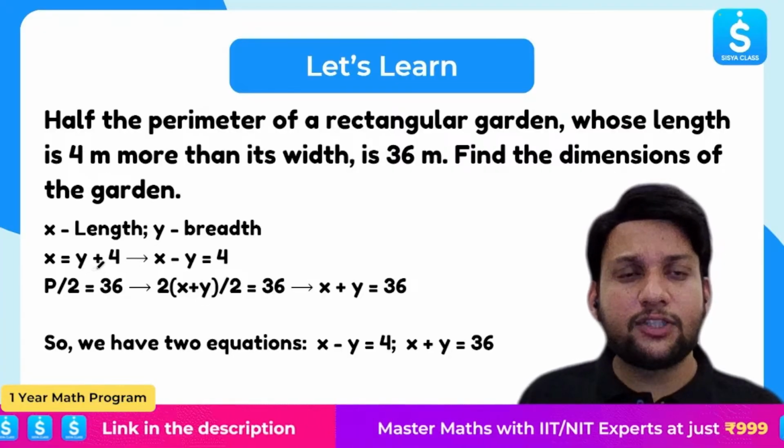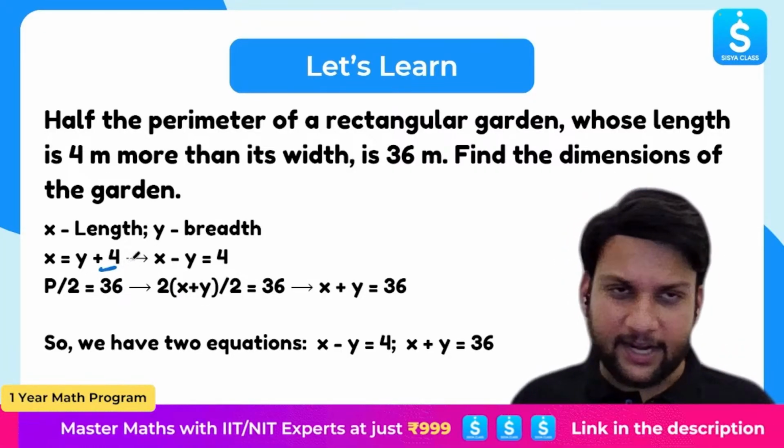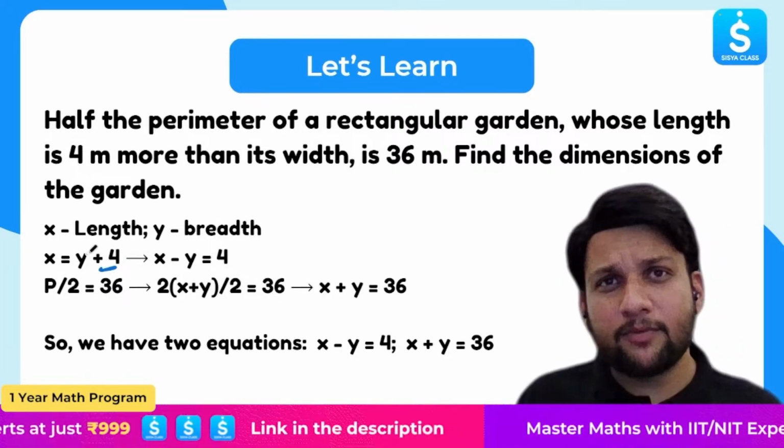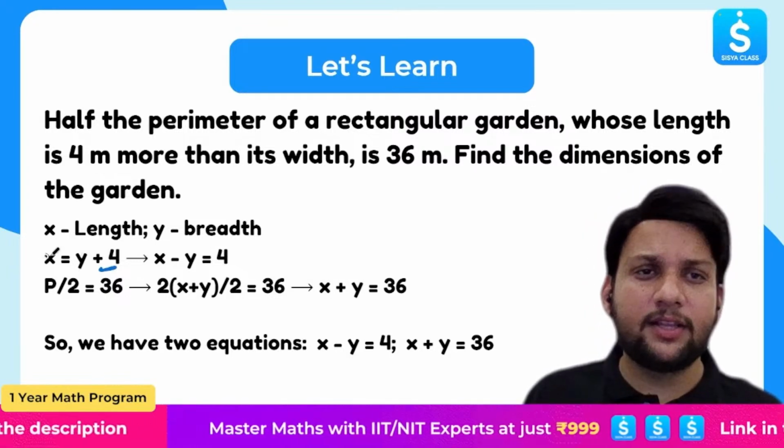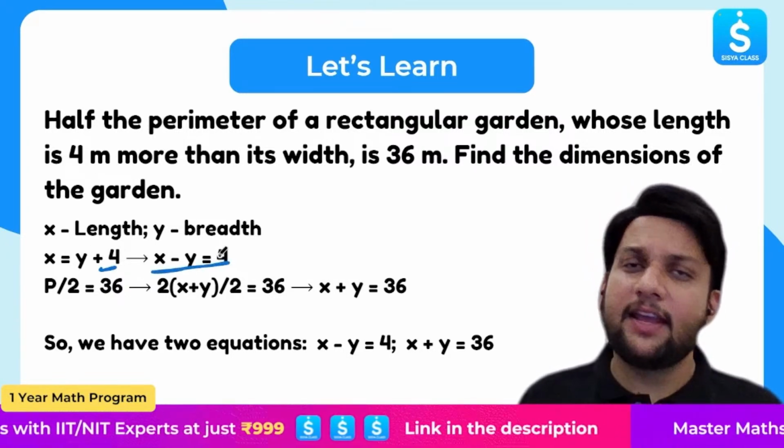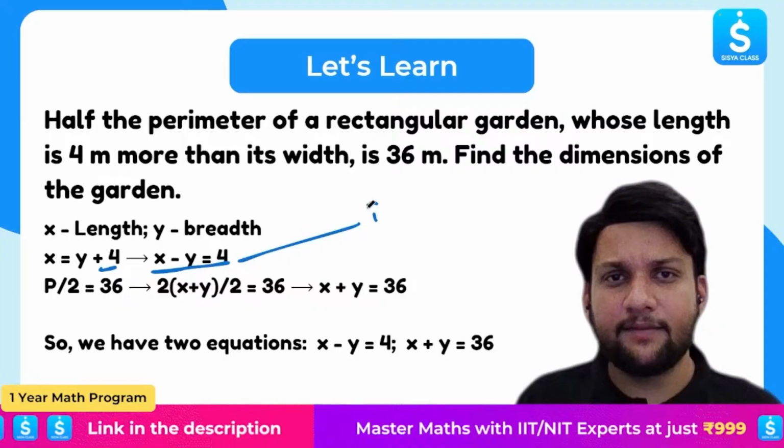That means x is equal to y plus 4. You understood this? Great. Now, for convenience, I will take y to the other side. I will get x minus y equals 4. So this becomes my first equation.